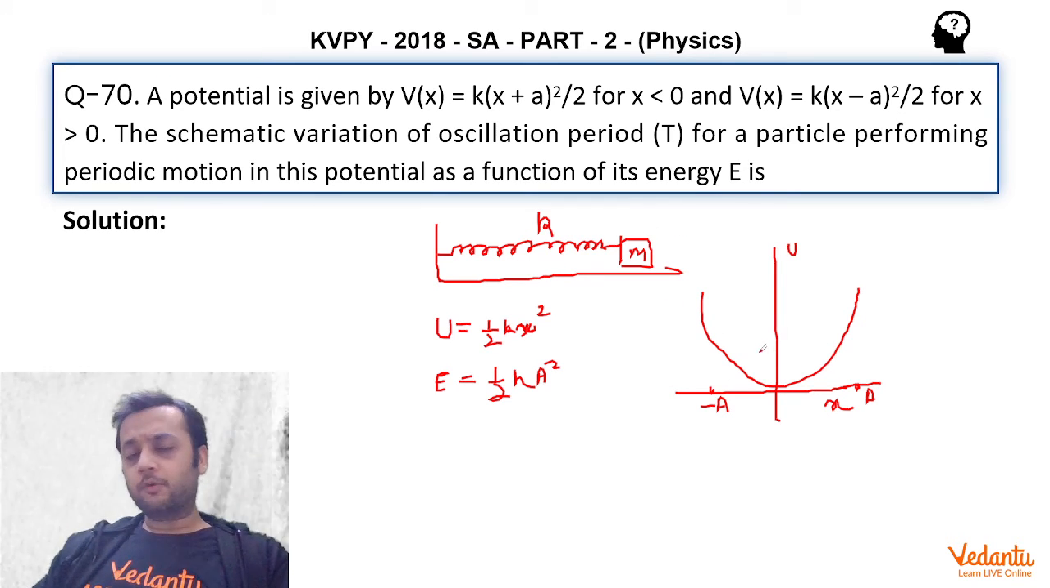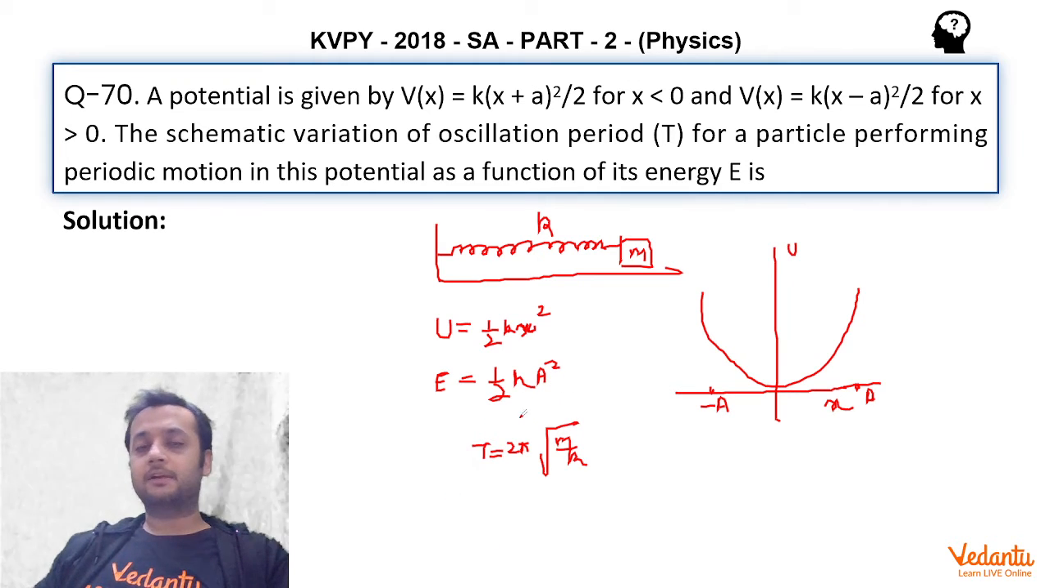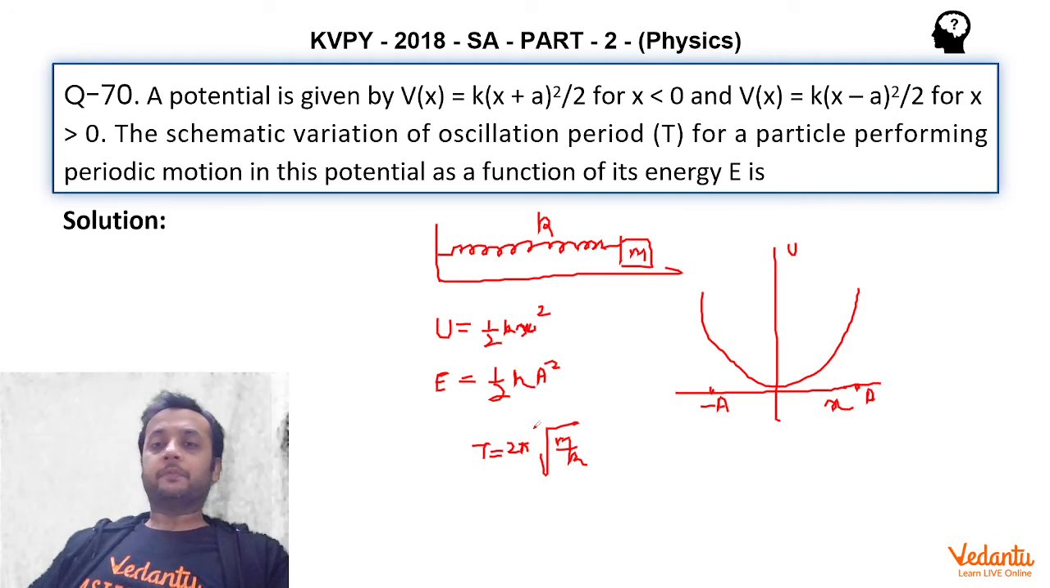One more thing to note over here is that the time period is independent of A. That means the time period will always be 2 pi root of m by k, irrespective of whether you keep on increasing the value of A. If you make A 2A, 3A, then also the time period is going to remain the same. It is not going to change. Correct? Now, let's go back to this question.